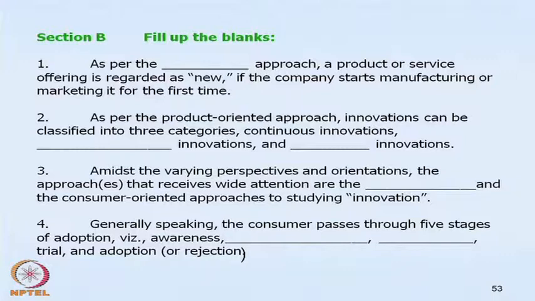4, generally speaking, the consumer passes through 5 stages of adoption: awareness, dash, trial and adoption. So, the answer is awareness, interest, evaluation, trial and adoption.